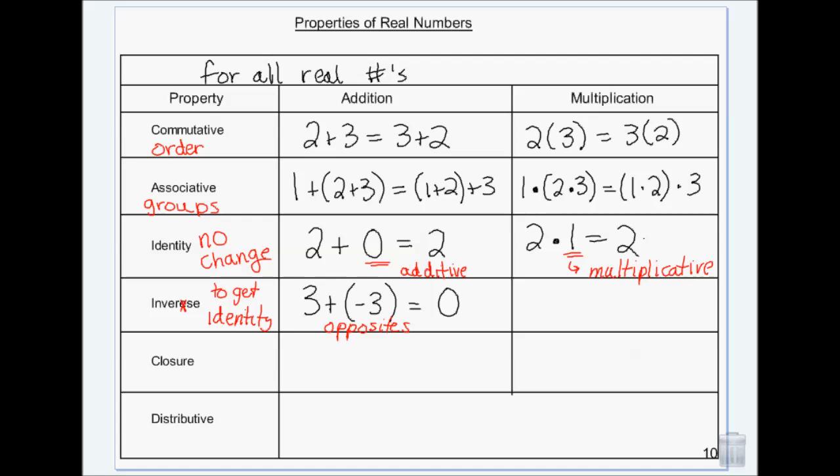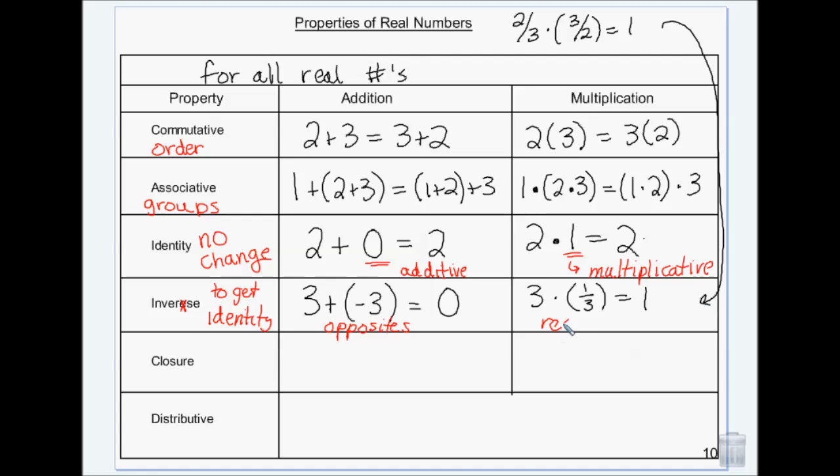For multiplication, I want to get to a 1, and so what I multiply by is 1/3. Or if I had a fraction, I'm going to write this off to the side. I'll write it up here. Okay. 2/3 times 3/2 would equal 1. So if you have a whole number, it's 1 over that number. If you have a fraction, it's the reciprocal. In both cases, they're the reciprocal.